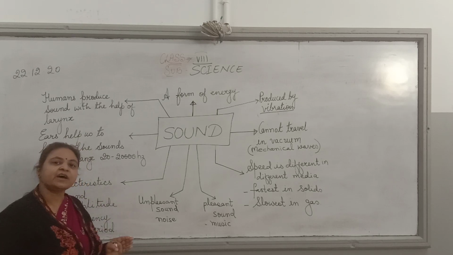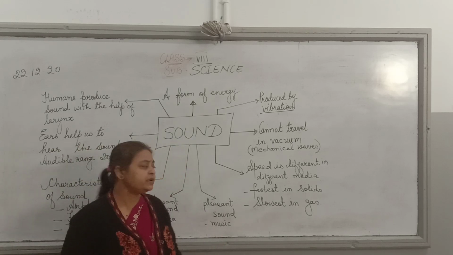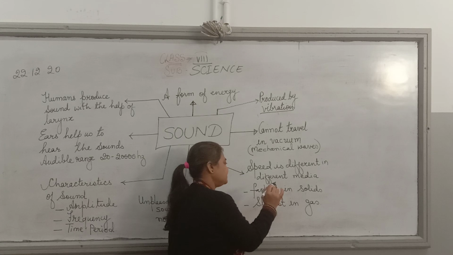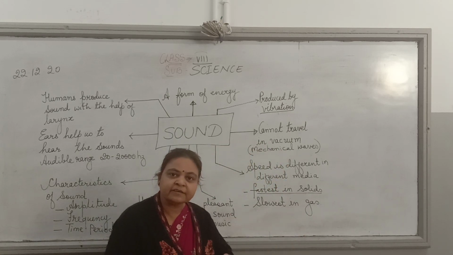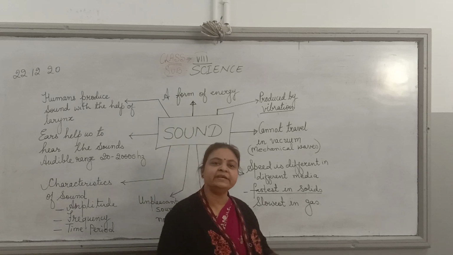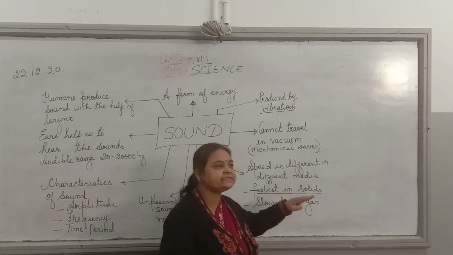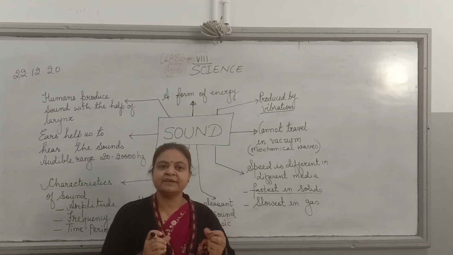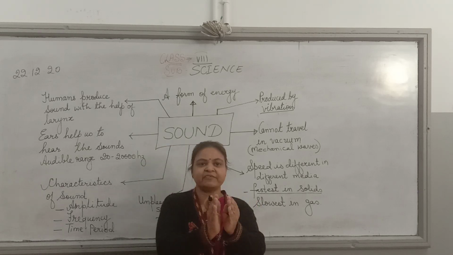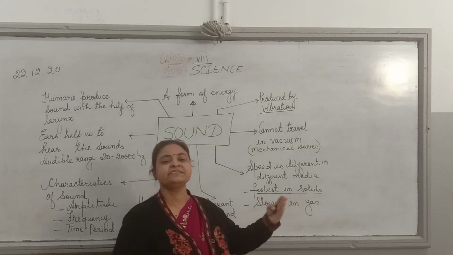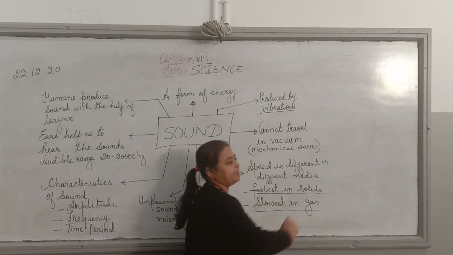Now the speed of sound is different in different media. The speed of sound in solid is the fastest. It is slower in liquid than in solid. Means the speed goes on decreasing as the density of atoms decreases. Right? Because in solids the atoms are very closely packed. Sound travels fastest in solids, slower in liquids and slowest in gases.